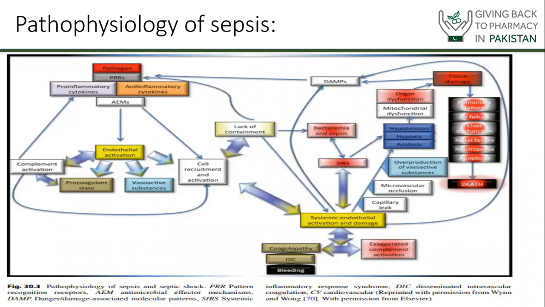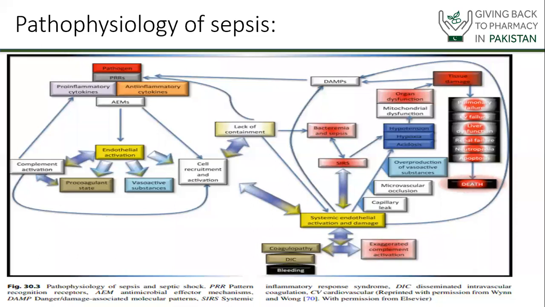And if the pathogen is able to cause the endothelial cell damage, it invades into the blood. When the pathogen flows into the blood, it causes sepsis or bacteremia, and sepsis or bacteremia leads to SIRS, systemic inflammatory response syndrome. As a result, capillary leakage, microvascular occlusion, organ dysfunction, hypotension, hypoxia, and acidosis occur. So it is a brief picture of the pathophysiology of sepsis. It all leads to endothelial activation and damage, and as a result, it causes fever, hypotension, a change in leukocyte count, and an increased respiratory rate of the patient.